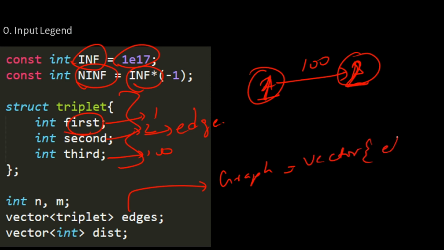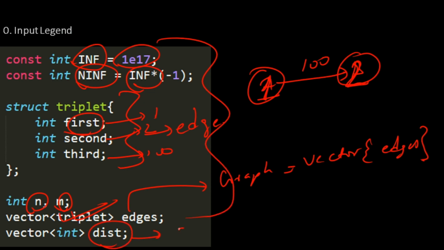A graph can be seen as a vector of edges. If you have all such edges, you have a graph. N indicates the number of nodes, M indicates the number of edges. No problem, all this is easy, and this will give you your SSSP, the single source shortest path from the origin to every other vertex. Okay, let's go ahead.